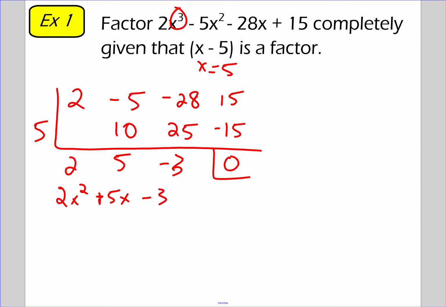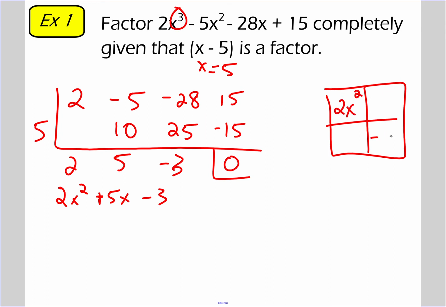Okay, and we want to go ahead and factor that. So we're looking for the factors of -6, 2 times -3, that add up to be 5. And so that's going to be +6 and -1. So we can use grouping to rewrite this: the 5x as 6x minus x. And now we can find the common factors in each column and row.